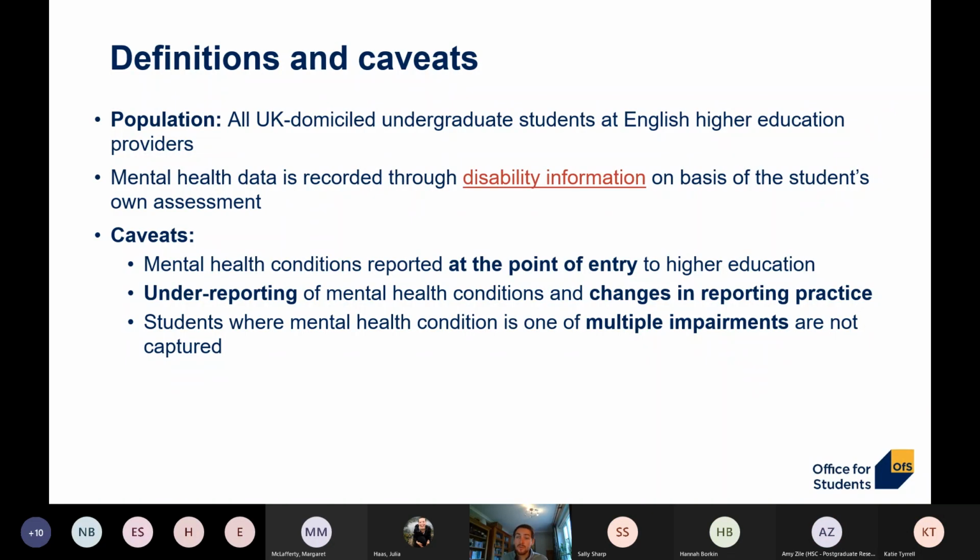Although our Data Futures project with HESA should hopefully address this issue, and in future we will be able to disaggregate students with multiple impairments and the various disabilities that they have.